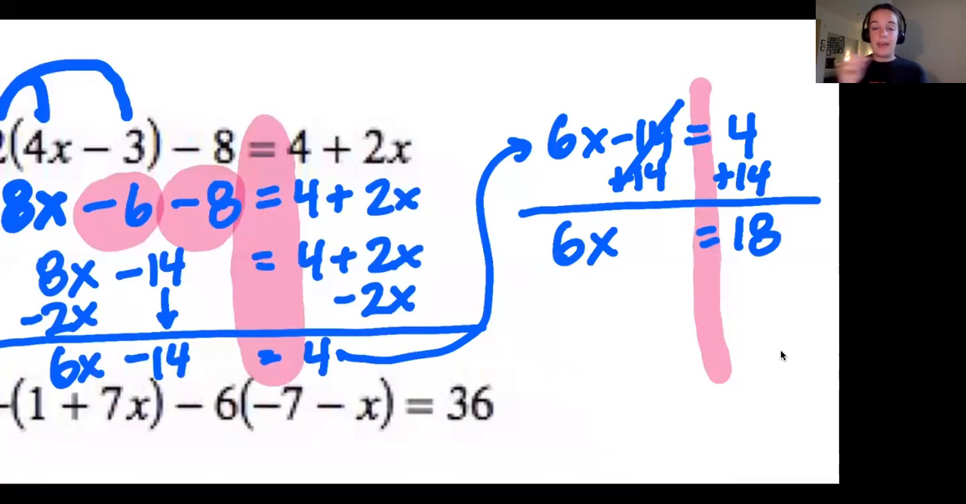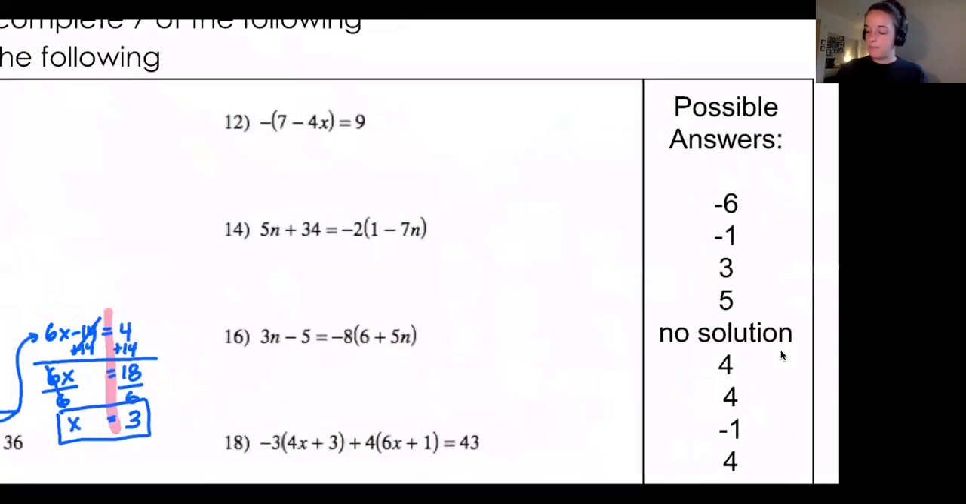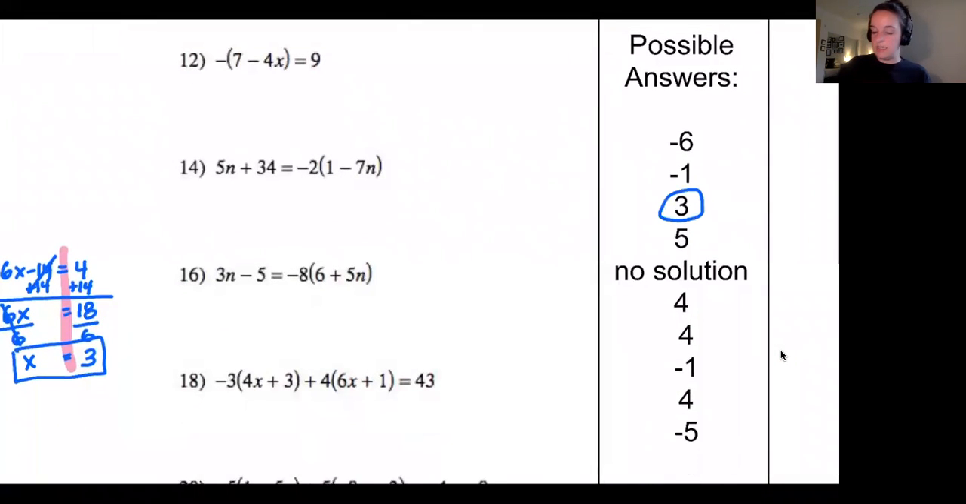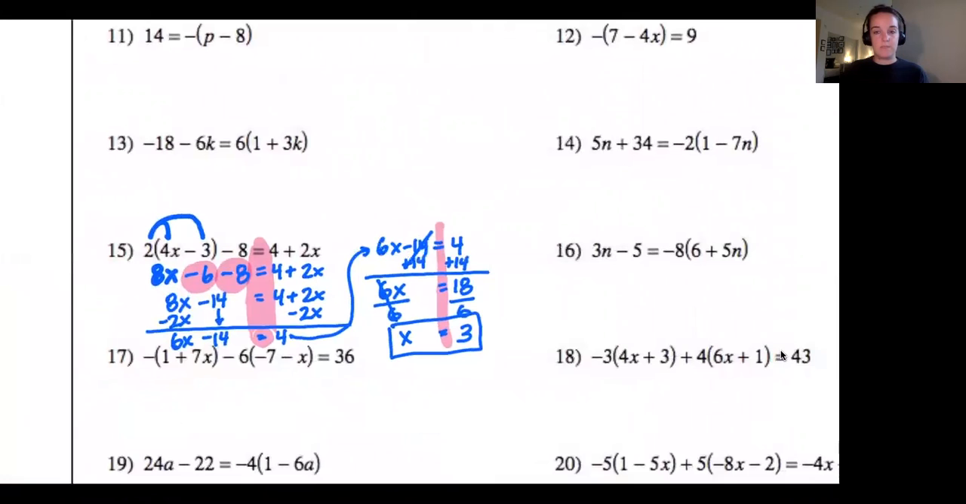And then x is being multiplied times 6. So 6x means 6 times x. So I'm going to use the opposite of multiplication, which is division, to divide on both sides. I get x equals 3. Okay, so x equals 3 is my answer. I'm going to go ahead and check my answer key, and I see that there is indeed a 3. So I can cross that one out. So that would be how I would solve an equation like this.